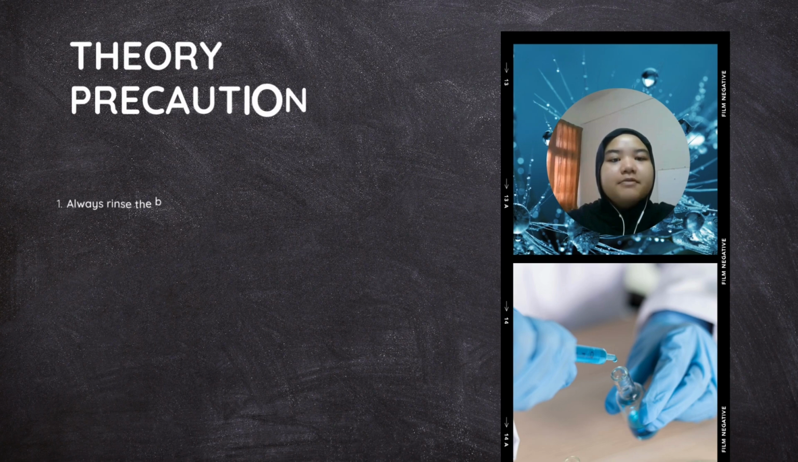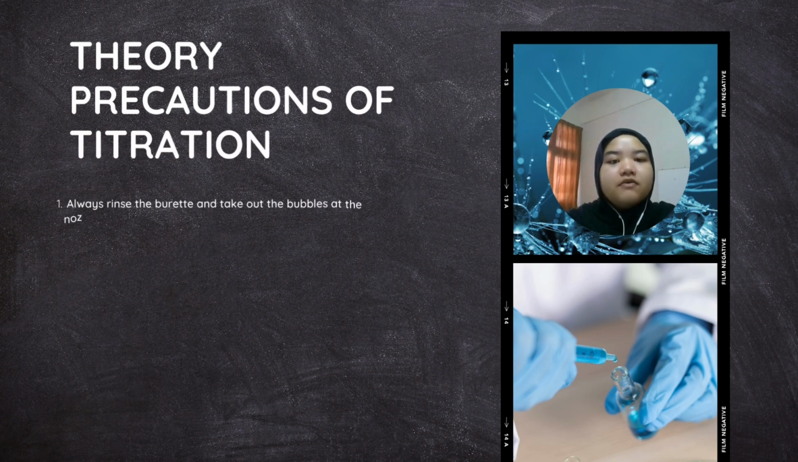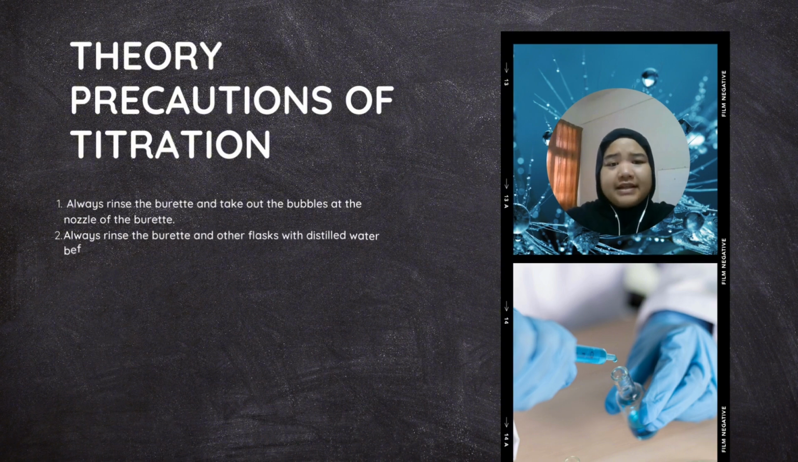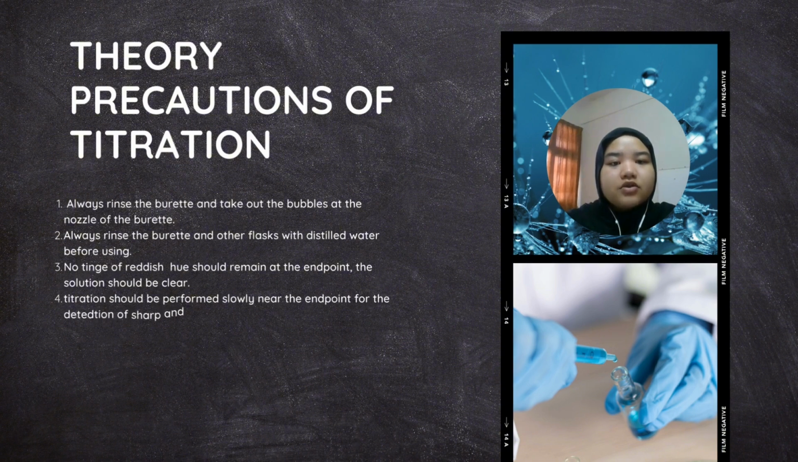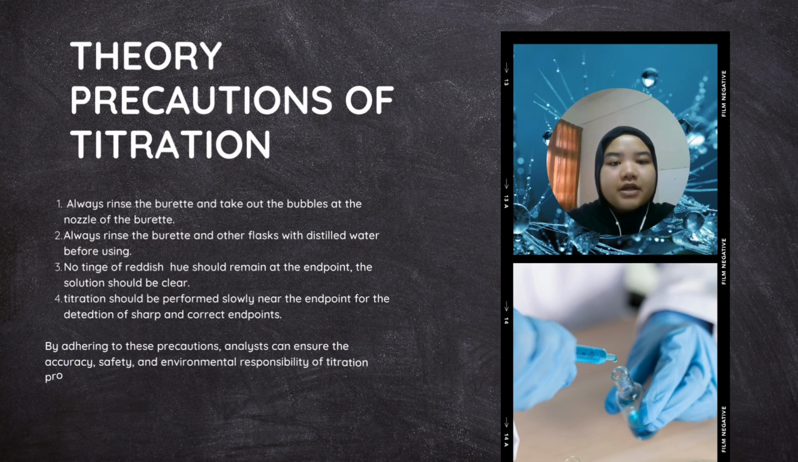The last theory is precautions of titration. First, always rinse the burette and take out the bubbles at the nozzle of the burette. Second, always rinse the burette and other flasks with distilled water before using. Third, no tinge of reddish crust should remain at the endpoint. The solution should be clear. The last one is, titration should be performed slowly near the endpoint for the detection of a sharp and correct endpoint. By adhering to these precautions, analysts can ensure the accuracy, safety, and environmental responsibility of titration procedures in the laboratory.